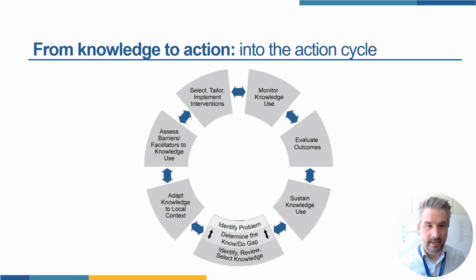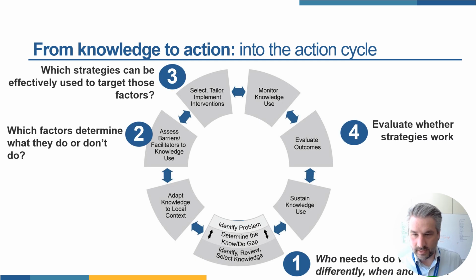And as I say, that's where the action cycle comes into play within this particular framework. I'm going to focus the rest of today's webinar on 4 key steps within that action cycle: the who needs to do what differently, when, where, and how, or identifying the do-know gap; identifying which factors determine whether or not they do or don't do that thing, barriers and enablers; then moving into strategies that can be used to target those factors, so selecting and tailoring interventions; and then how do we evaluate whether what we've developed actually works.